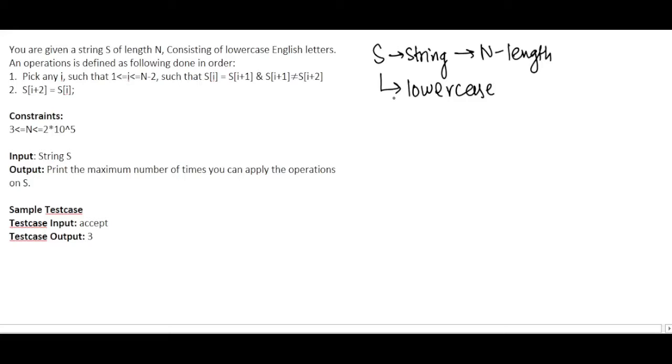They have given some operations, and the operation should be done in the given order. Pick any i such that 1 less than or equal to i less than or equal to n minus 2. Here i represents the index of a character in the string, so i should vary from 1 to n minus 2. This is a very important point because we must consider both instructions to solve the question.